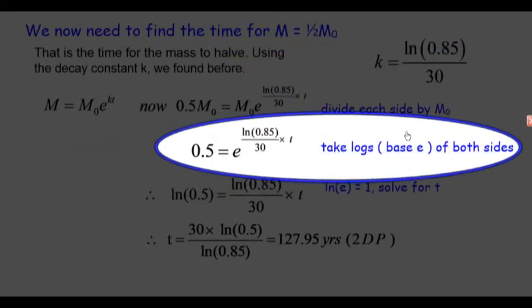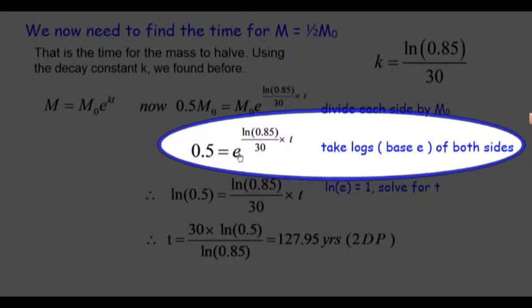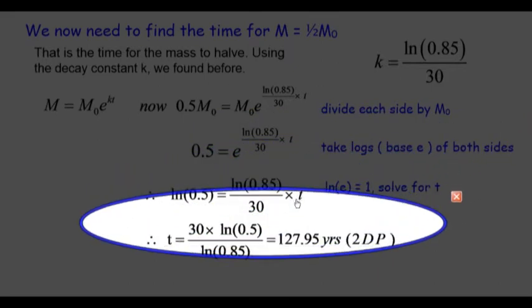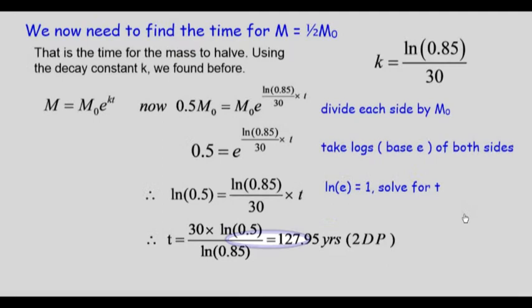So we take the logs of both sides to the base e, obviously because this is an e here, so we get log e equals 1, and then we just solve for the time. You can see here the time is nearly 128 years, or 127.95 years to 2 decimal places. That's the time for the mass to halve.